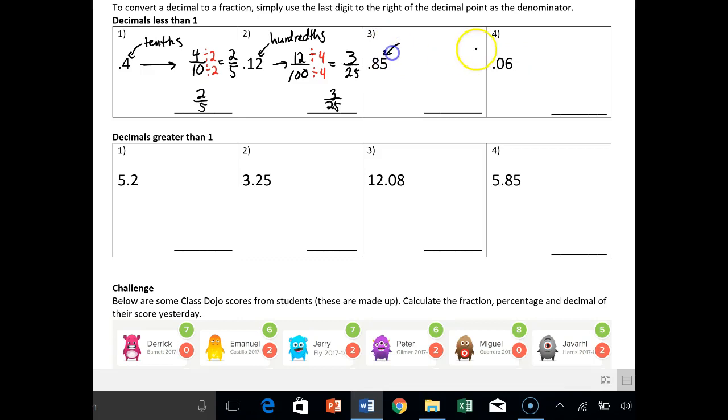Again, make sure you label what the place value is. This is the hundredths. And this is also the hundredths. And then also make sure that you simplify your fraction.